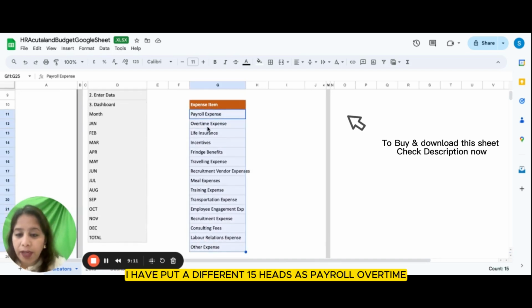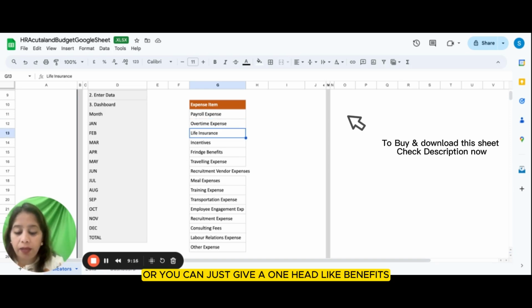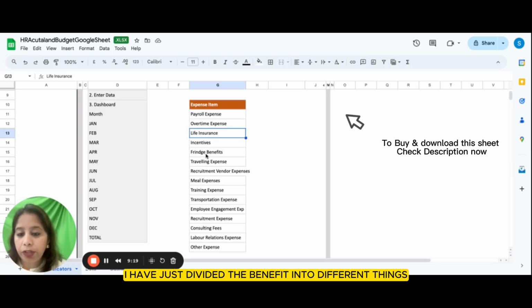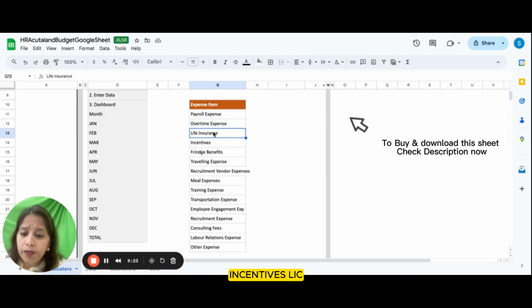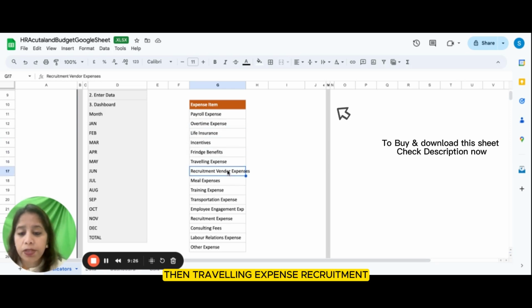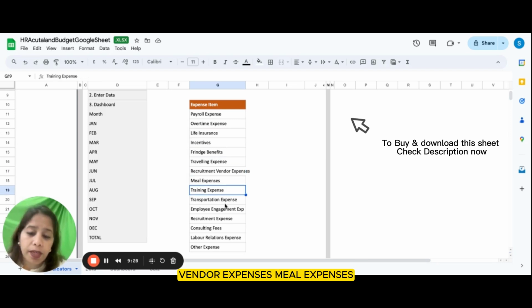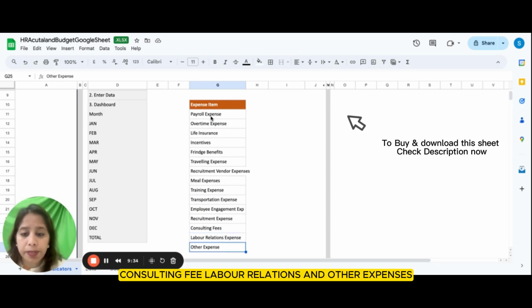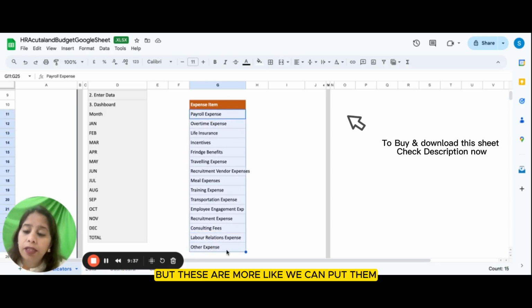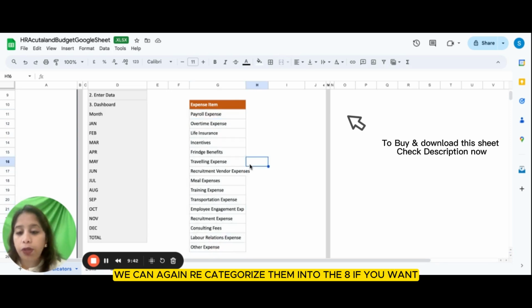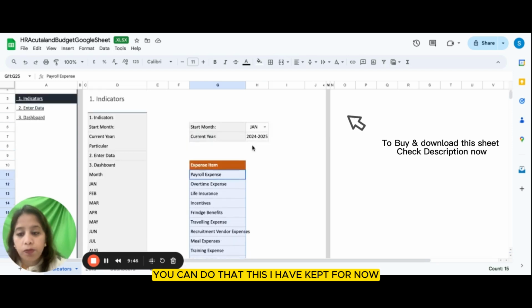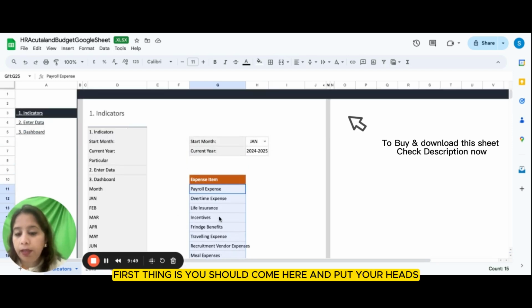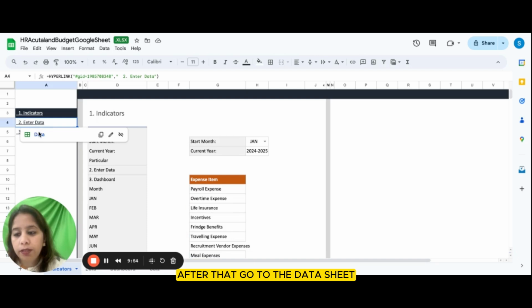I have put 15 different heads such as payroll, overtime, or you can just give one head like benefits if you feel. I have divided the benefits into different things: fringe benefits, incentives, LIC, then traveling expense, recruitment vendor expenses, meal expenses, training expenses, transportation, employee engagement, recruitment, consulting fee, labor relations, and other expenses. Mainly we have 8 heads, but we can again recategorize these into the 8 if you want. I have kept this for now. First thing is you should come here and put your heads. After that, go to the data sheet.